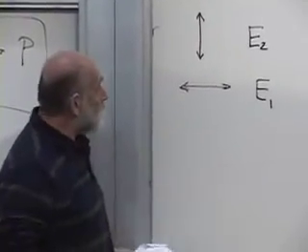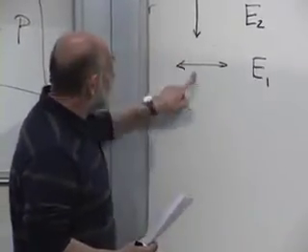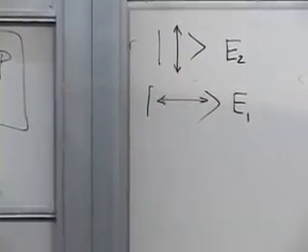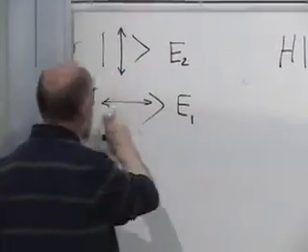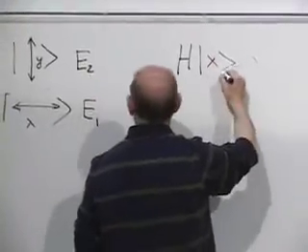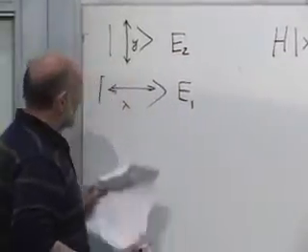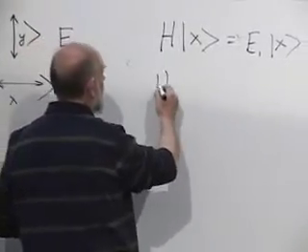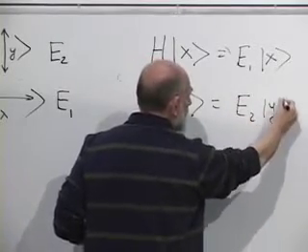It says that the Hamiltonian is an operator that has two eigenvalues, E1 and E2, and that the two states of polarization are eigenvectors of that Hamiltonian. So let's write it down. I'm going to call this one X and this one Y, as we did before. H on X is equal to E1 on X. X does not stand for the position now, it just stands for the polarization. We're forgetting entirely the position of the photon. And H on Y is equal to E2 on Y.